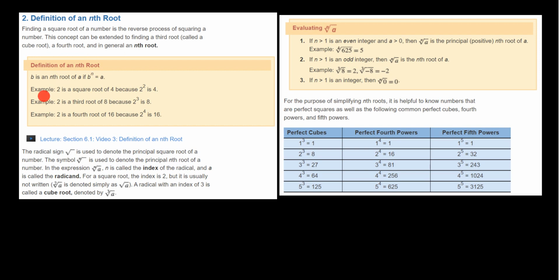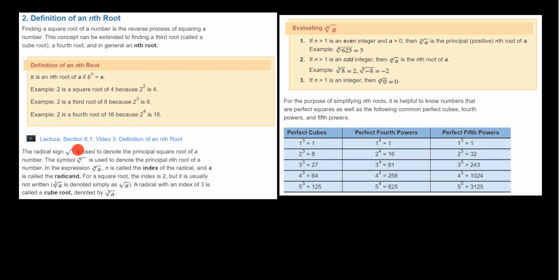Some examples. 2 is a square root of 4 because 2 squared is equal to 4. 2 is a third root of 8 because 2 cubed is equal to 8. And 2 is a fourth root of 16 because 2 to the fourth is equal to 16. Right, so these are basically just nth roots.